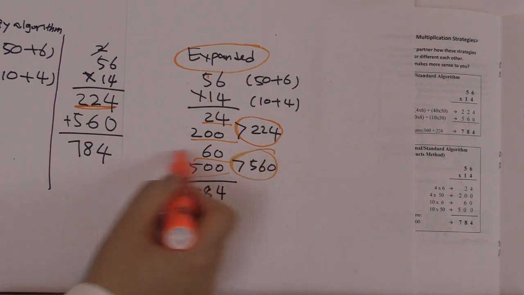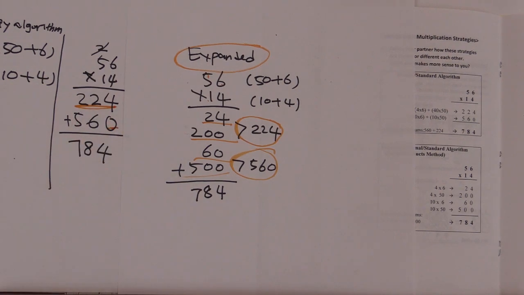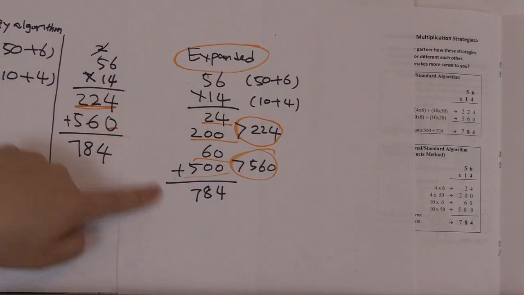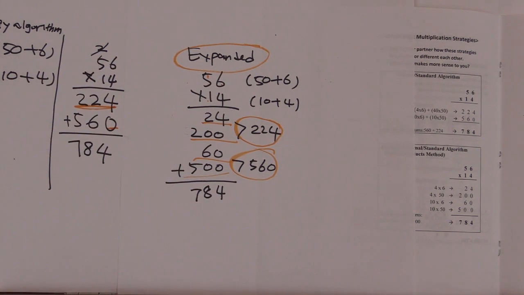And this is the same as this. Do you see it? But this one does not show the process like this. This one does not show the process like this. But this is actually what we are doing. Kids need to see what's going on behind the algorithm. So the expanded algorithm helps them understand what's going on with the algorithm and what we need to do.